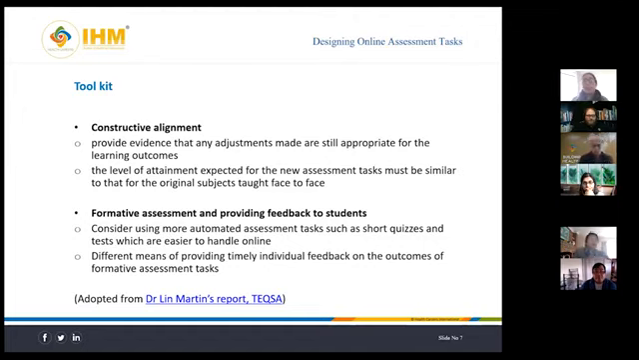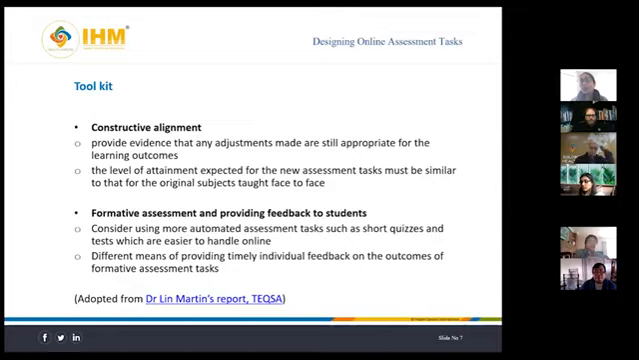So the first point in the toolkit is constructive alignment. As we know, this is the key for successful curriculum development, and this is what is applicable here as well. So what we're saying about constructive alignment during this transition from face-to-face to online learning is that the adjustments we are making to these learning outcomes are still appropriate, are still following that alignment, and are still embedded in the course plan. The level of attainment expected for the new assessment task must be similar.